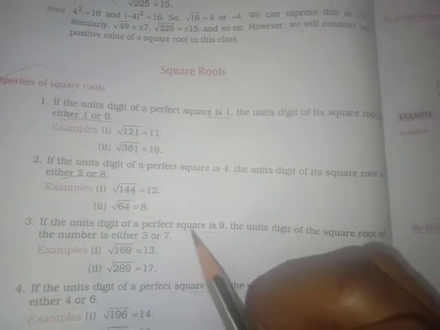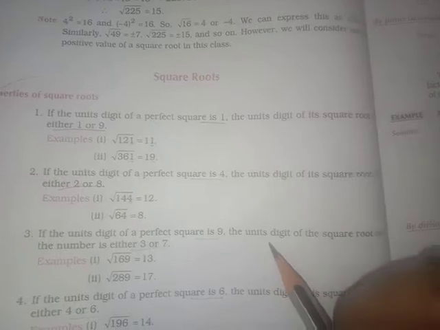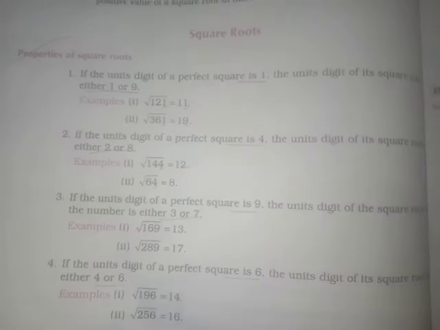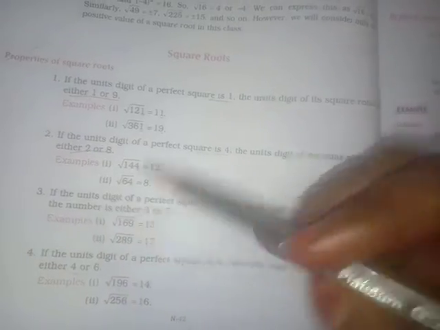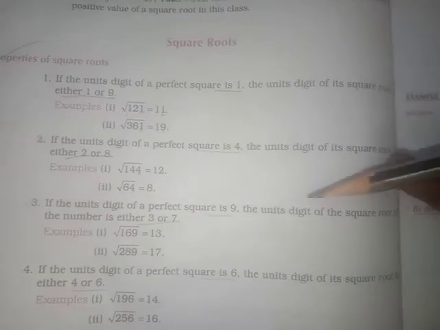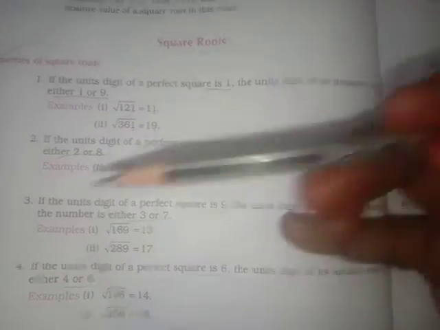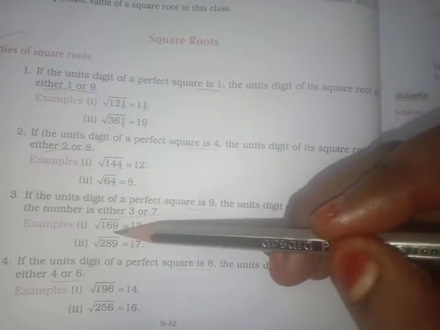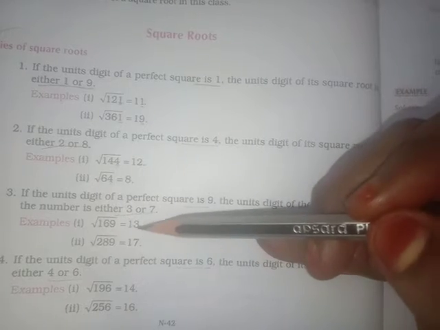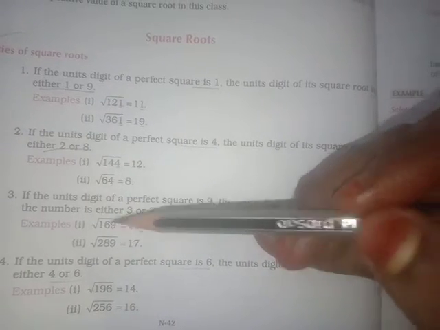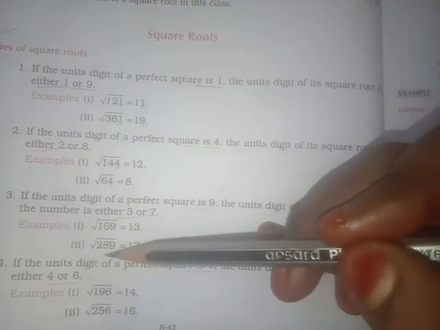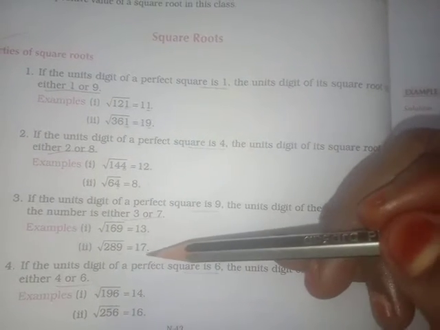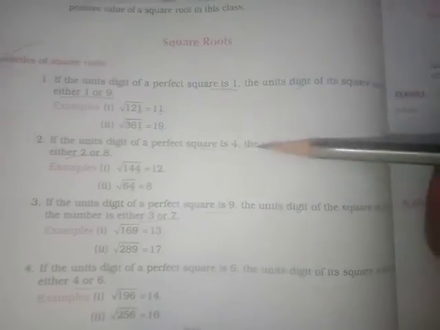If the unit place of a perfect square is 9, the unit digit of the square root of the number is either 3 or 7. For example, 169, the unit place has 9, but the answer has 3 in the unit place. So 13 is the square root of 169. 289, the unit place has 9, so the answer has 7. So 17 is the answer.